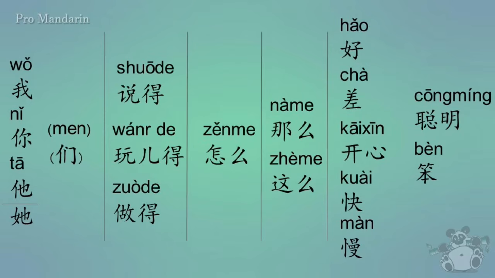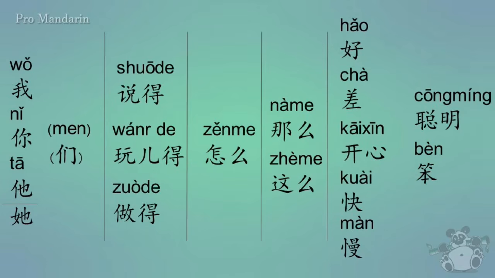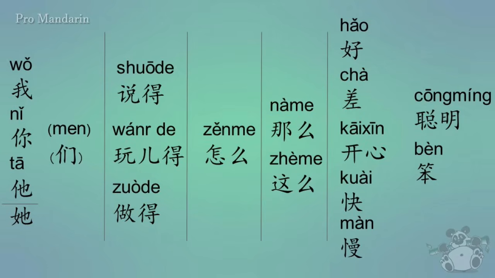So if I were to say, how could he be so stupid? The way I would say that is 他怎么那么笨? Now, how would you say, how could she do such a bad job? Now, just remember, we're going to use one of those in the middle, like 说的, 玩的, or 做的, and then one of the ones from the last column. So how would you say that? How could she do such a bad job? Or how could she do that so poorly? 她做的怎么那么差?